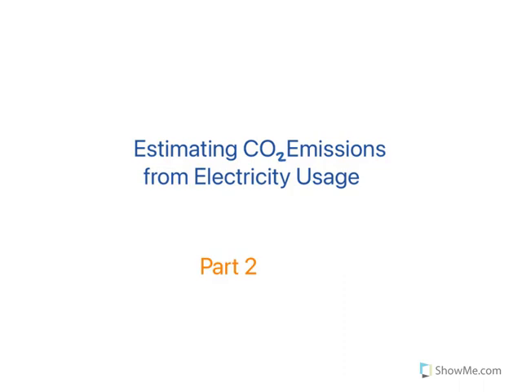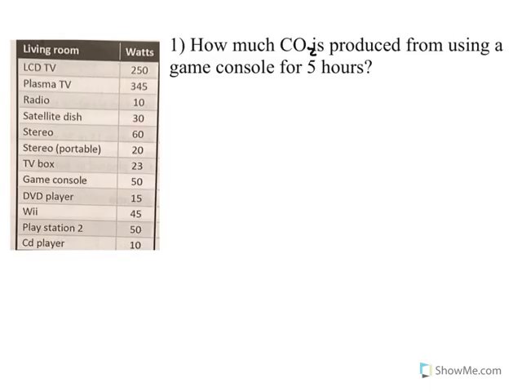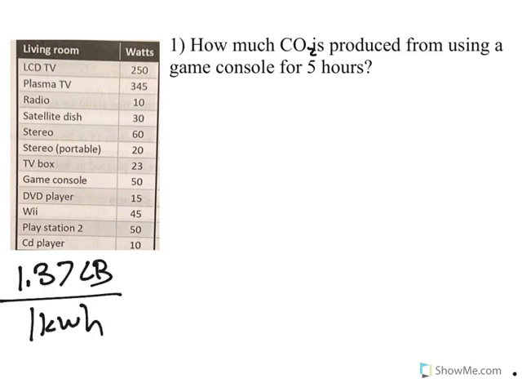We are going to estimate CO2 emissions from electricity usage, part 2. We're going to jump right in. How much CO2 is produced from using a game console for 5 hours? Let's remember that when we're talking electricity, it's 1.37 pounds for 1 kilowatt hour. That means we are trying to find kilowatt hours.